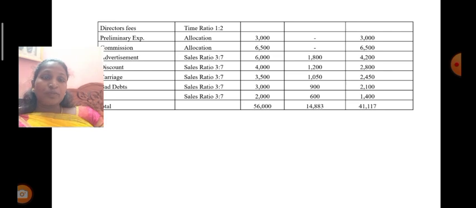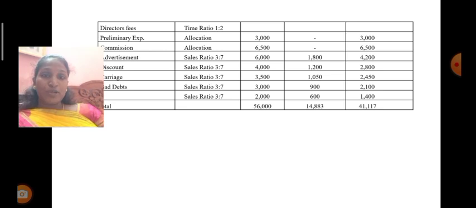So the profit prior to incorporation amount is 14,883, and for the post incorporation period 41,117. So these are the model problems. We can easily find out the profit prior to incorporation for the company. I hope you have understood the concept through these small example problems.